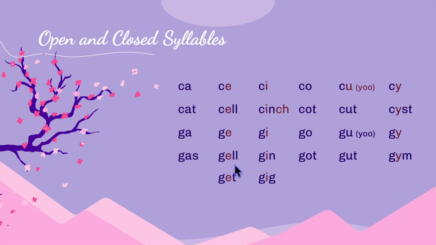In this row, we have closed syllables because there are consonants after our vowels. So we will use the short sounds. And again, the Y will have the short I. So we have gas, gel, get, gin, gig, got, gut, gym.